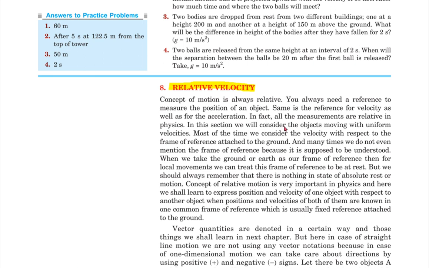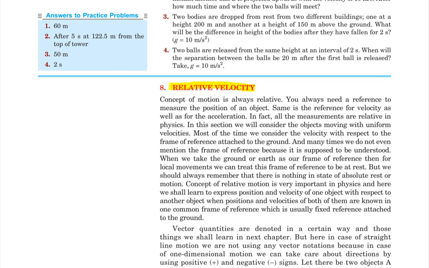So motion under gravity also we have finished. Now let's go to relative velocity. What is relative velocity? If we say relative, that means there are at least two objects. So we can calculate their relative mass, their relative velocity, their relative age, like this.